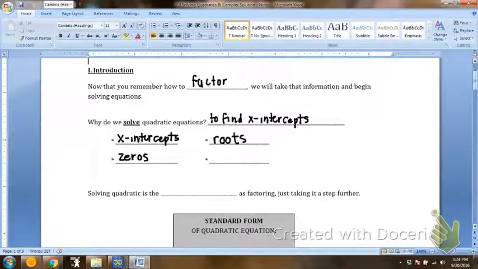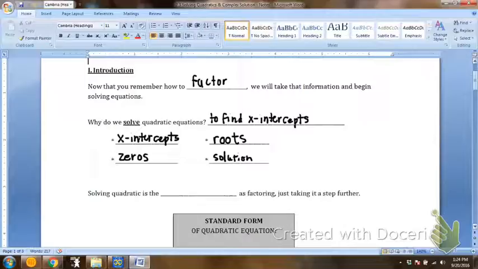Anybody else know the other name of them? When you solve an equation, you find the what? Solution. Good. We're going to use solution. If you say find the zeros of the graph, it's the same thing as finding the solutions, which is the same thing as finding the x-intercepts. All those words are kind of interchangeable.